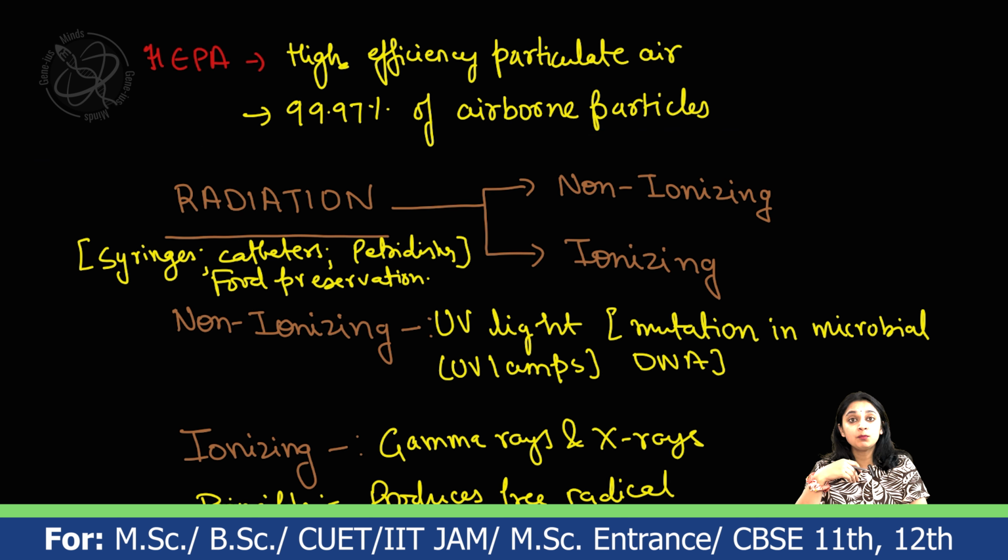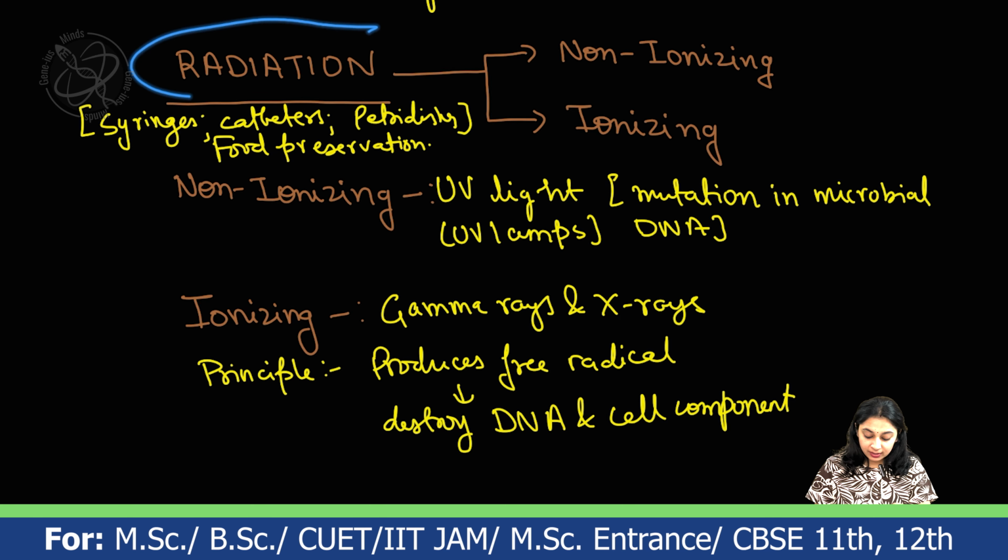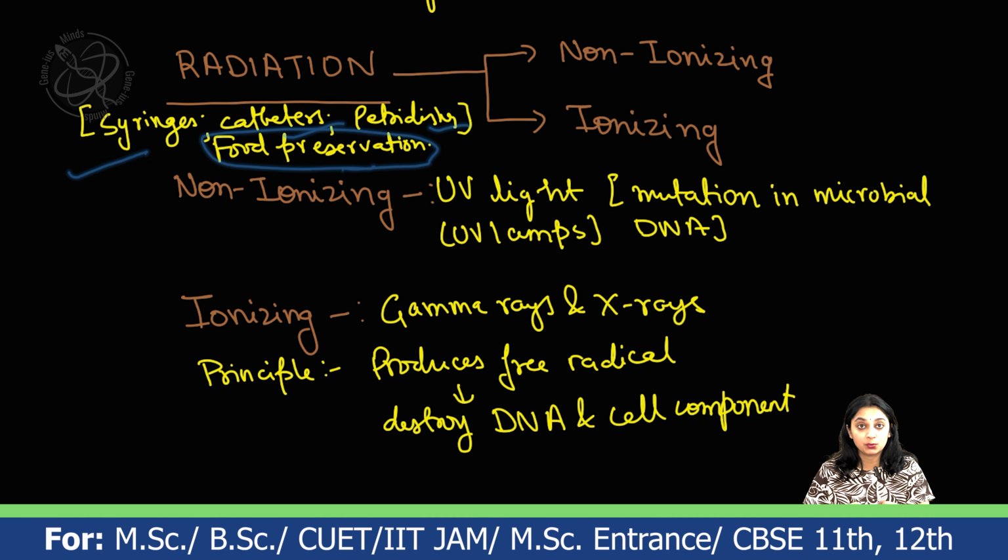We have one more important method, known as the radiation method. We make use of rays to remove microorganisms. Let's see what rays can be used. As we know, radiations are classified as non-ionizing and ionizing based upon their penetration power. With the radiation method, we can sterilize syringes, catheters, petri dishes, and it is mostly used in food preservation approaches.